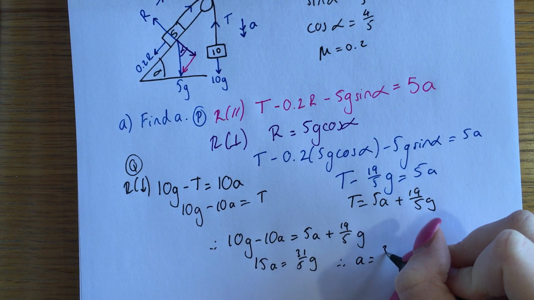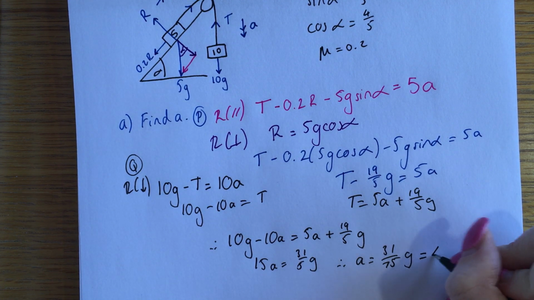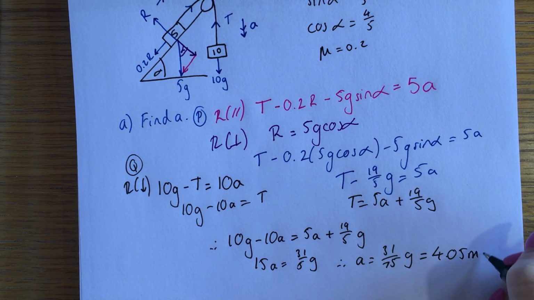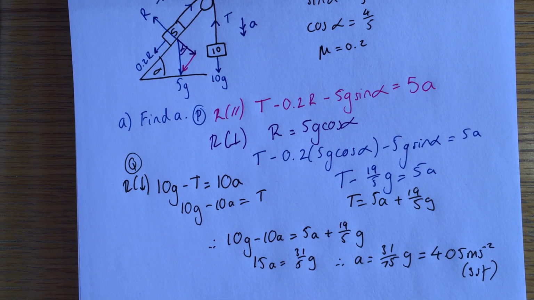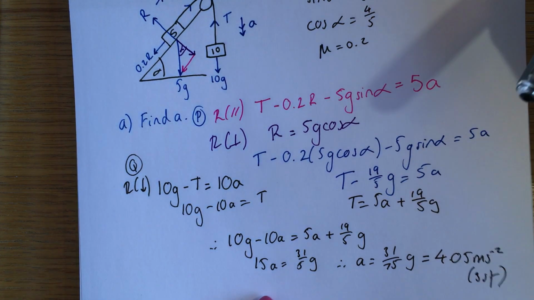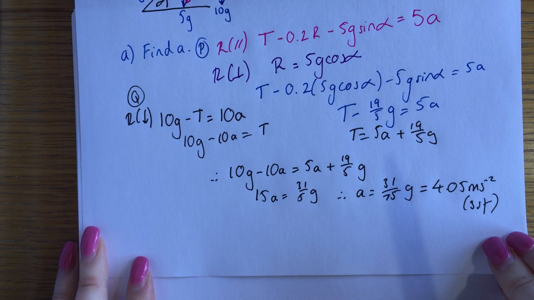So A is an exact answer. It's 31 over 75G, but it wants a value which is 4.05 metres per second squared to 3 significant figures. Now the second part of the question is find the tension in the string.